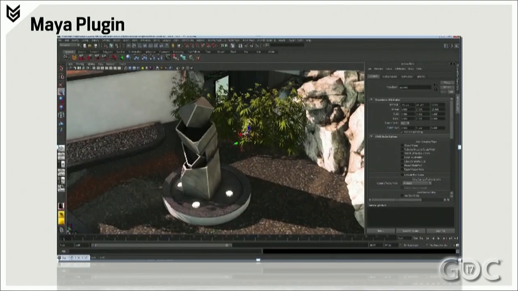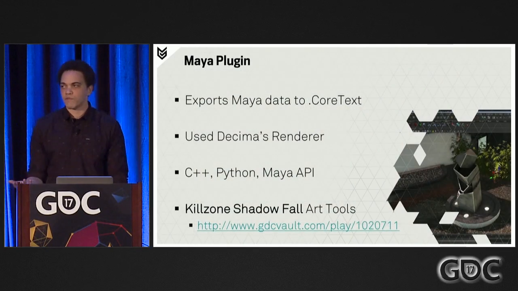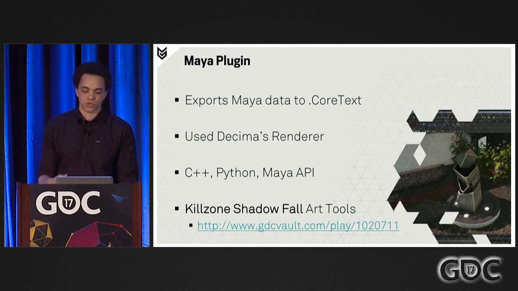The next major piece of our pipeline was Maya, specifically our in-house Maya plugin. The plugin allows us to edit our game environments inside of Maya and then export them into Core Text. And the plugin uses Decima's renderer in the viewport, so you get an accurate representation of how your assets are going to look in the game.